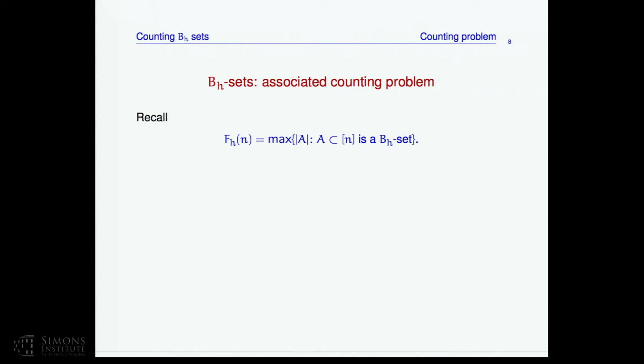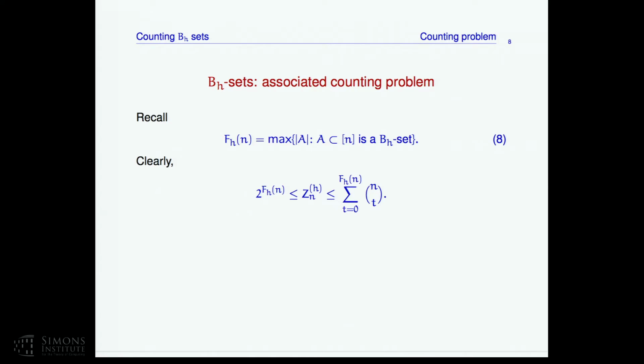What should be closer to the truth? So again, f_h(n) is this extremal function, the maximal size. Then it's clear that 2 to the f_h(n) is a lower bound for the number of B_h sets, because you fix a B_h set. Every subset of this B_h set is a B_h set also. So if you have a B_h set of size f_h(n), then every subset gives you 2 to the f_h(n). That's a lower bound for the number of B_h sets. It's a trivial lower bound.